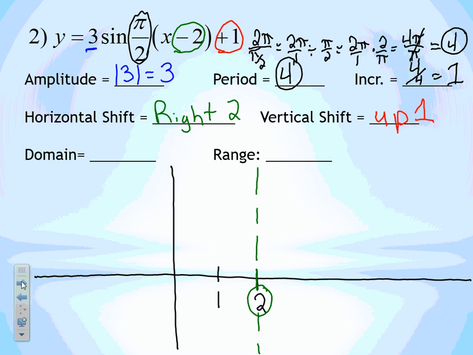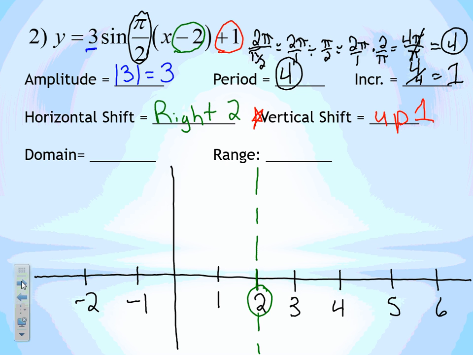I need to go 2 to the right of this. Or excuse me, 4 more to the right. So I'll have 1, 2, 3, 4. So we'll have 3, 4, 5, and 6. Now I have to make sure I go 4 to the left. So I have 1, 0, negative 1, negative 2. So we're good there.